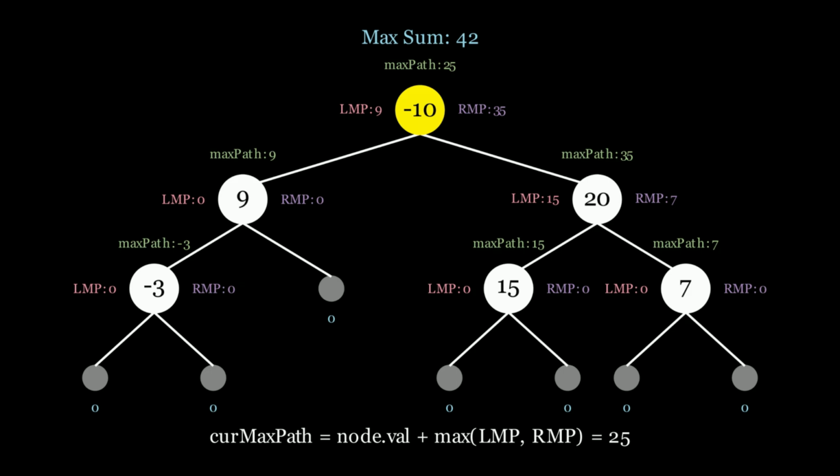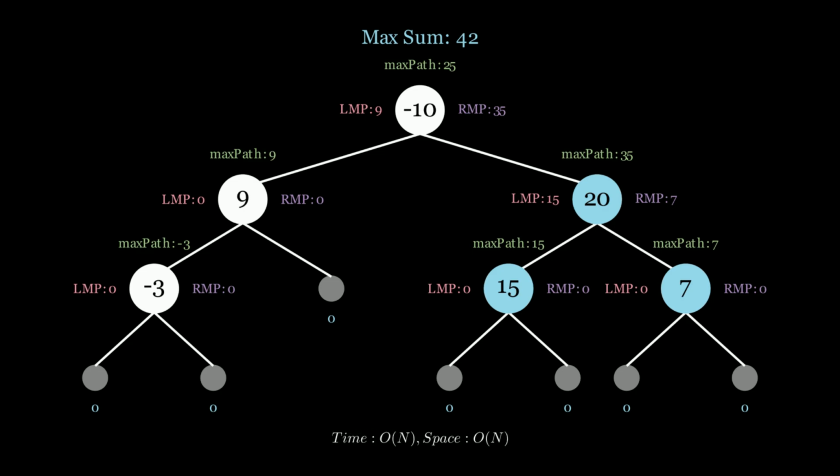Now we calculate the current max path for the root node, negative 10, which is 25. In this case, the maximum you could get is if you took negative 10 and then 35, the right max path. So negative 10, 20, and 15. And now we're done. The maximum sum is 42. It's the nodes 20, 15, and 7.